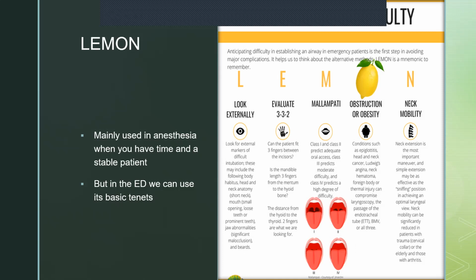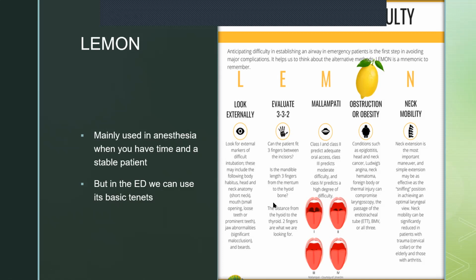Then the Evaluate, which is the 3-3-2 principle. Can the patient open their mouth three fingers between the incisors? That's good. Less, a bit of a problem. Patients who have had previous jaw surgery, trauma, things like that, it's going to be more difficult for you to put the laryngoscope inside and manipulate. Is the mandible length three fingers from the mentum to the hyoid bone? So mentum to the hyoid bone. So you can say, I'm an easy intubation, actually. That's basically what they're looking at.